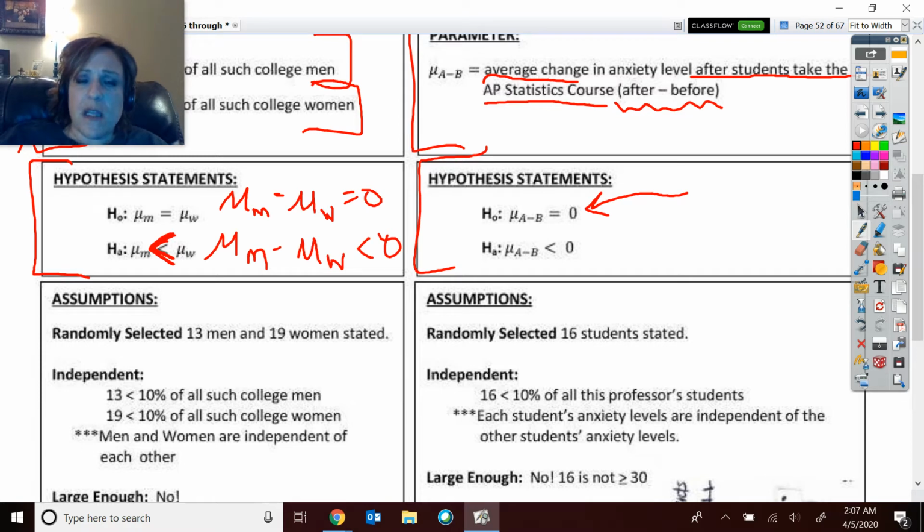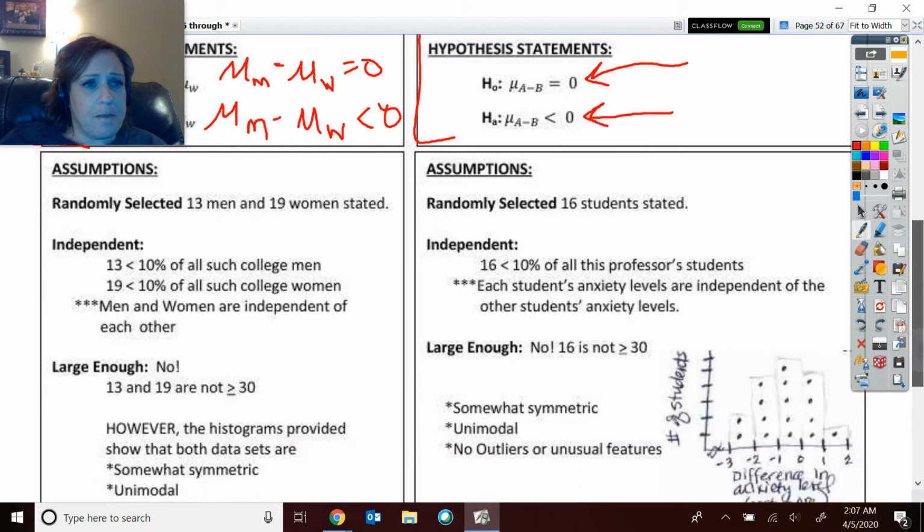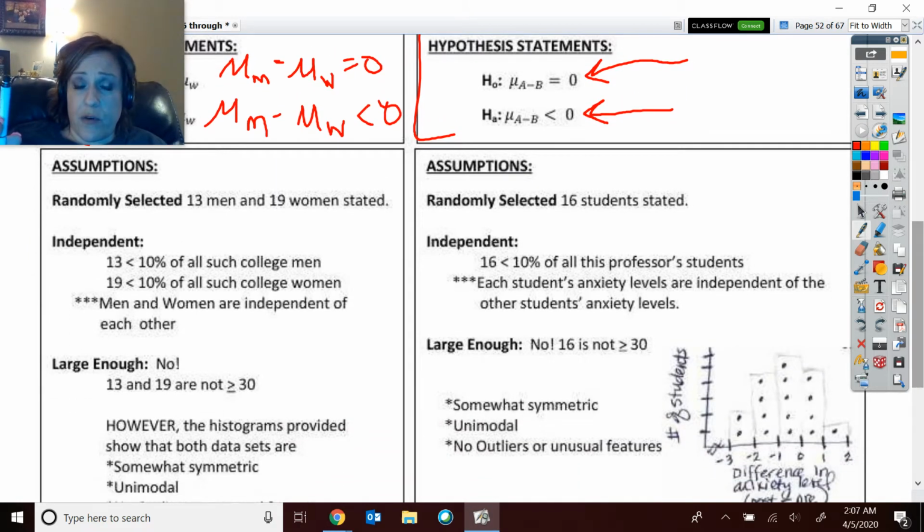And on this one, the mean of the after minus before is less than 0 because we think it's gone down. We think the average anxiety level decreased. We're not making statements about individuals, just about the average. All right, so let's see how our assumptions look for each one of these.